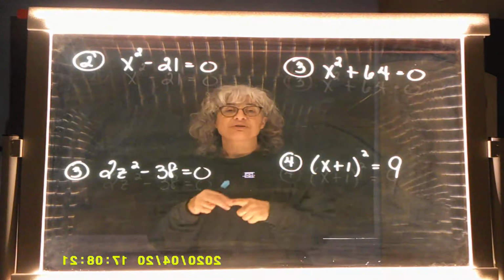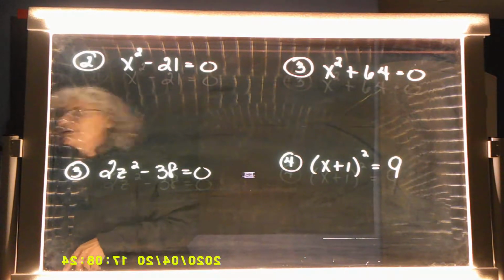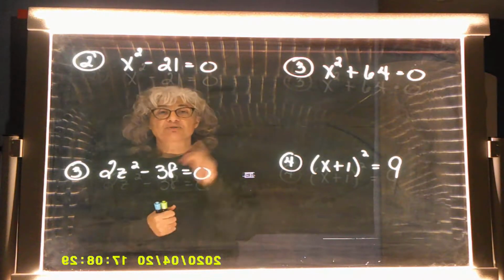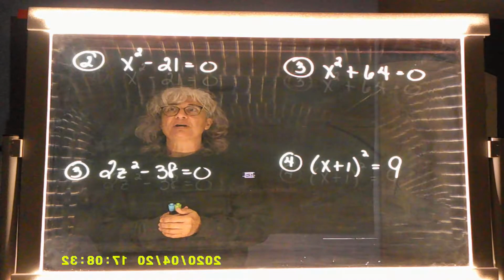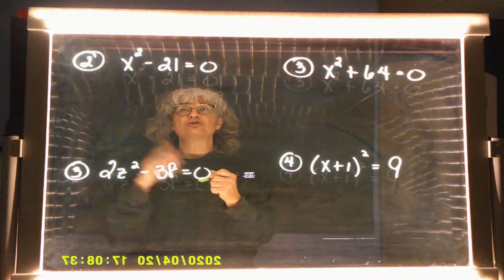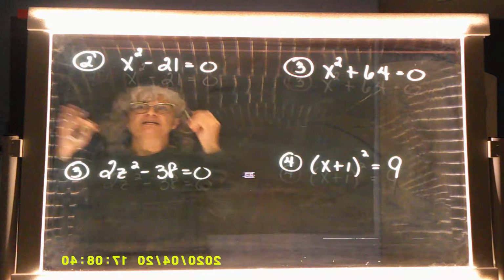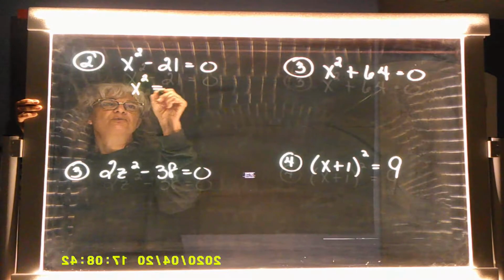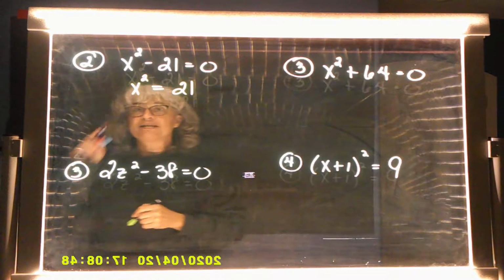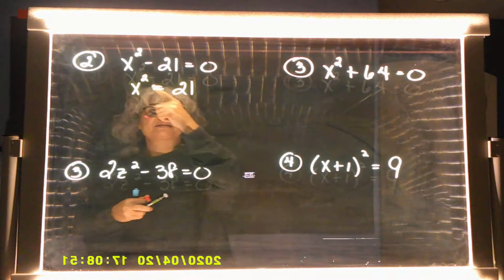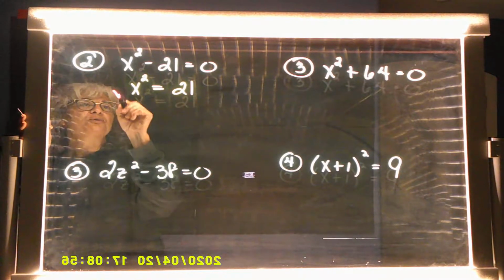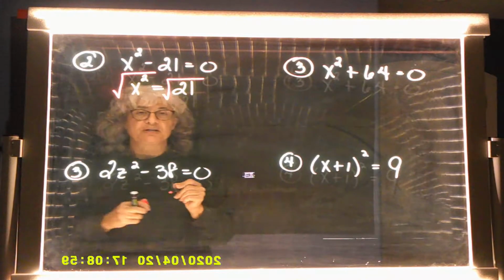Okay, so let's look at these problems. The first one I'd like to look at is number 2 here. So I'm trying to solve for x. I'm trying to get x by itself. Agreed? All right, so if you're trying to get x by itself, then the 21 needs to move over, doesn't it? And you move it over by adding, which means I would have x squared equal to 21. Agreed? And then, to get the x by itself, you need to get rid of that square, and the opposite of a square is a square root, which means I take the square root of both sides, don't I?